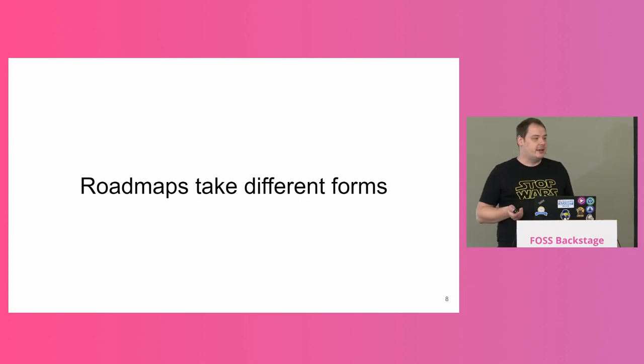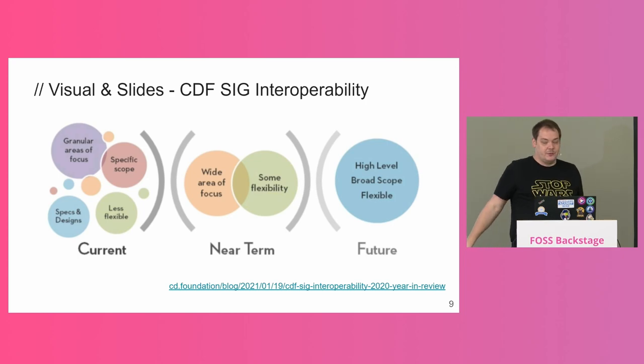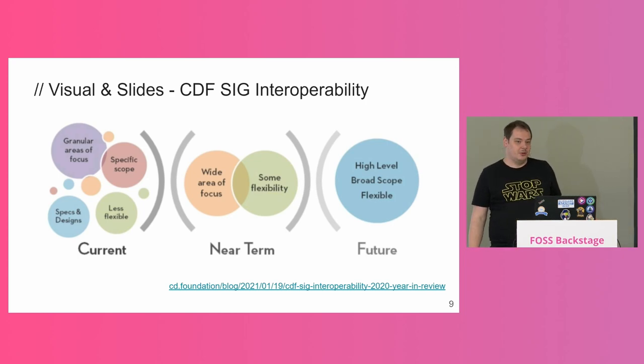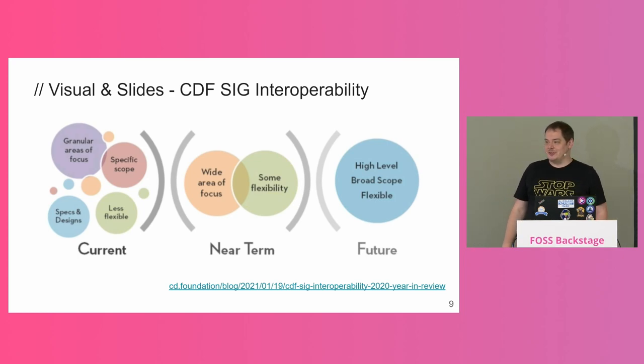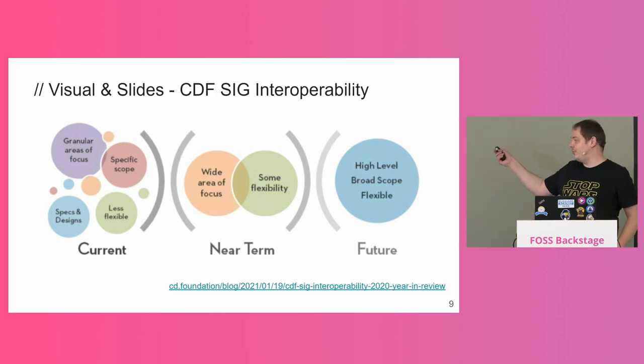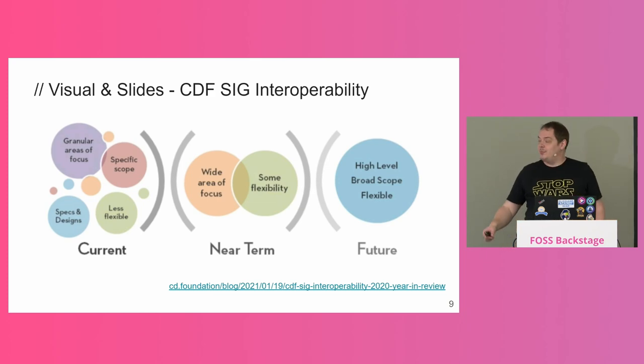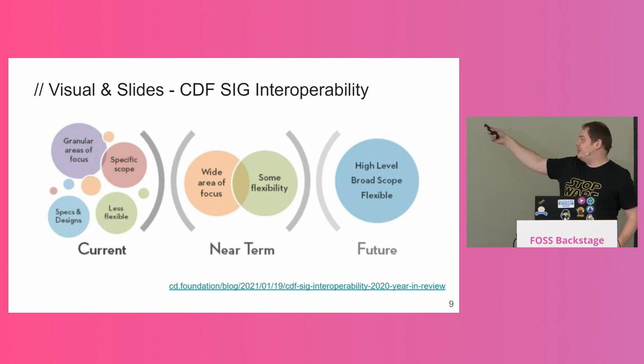Roadmaps can take different forms. First of all, it doesn't have to be formal at all. All of us create various slides for bosses or for presentations, and that's a good form of roadmap too. For example, this is a roadmap of Continuous Delivery Foundation focusing on interoperability, and it exists just as slides. Why not, if it works?